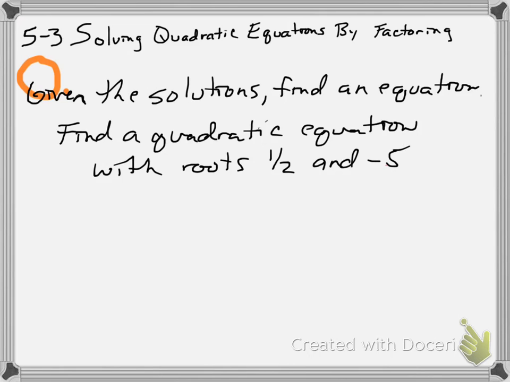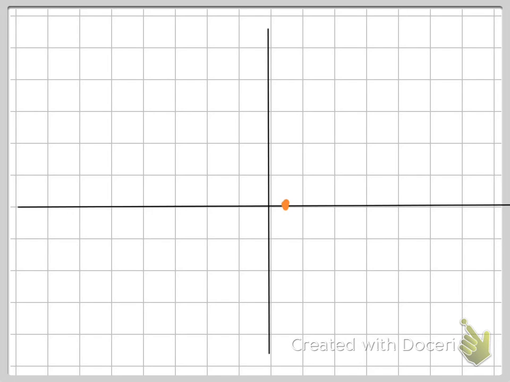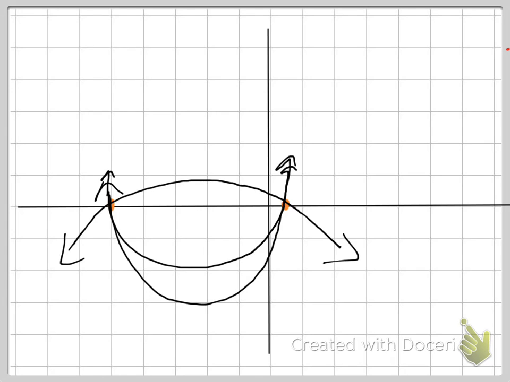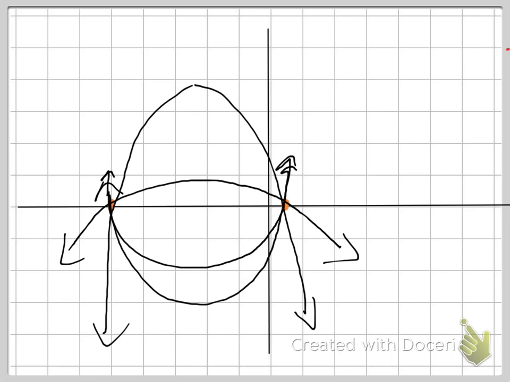Kind of going backwards. To relate it to 5.2, let me show you a picture. Okay, so we have roots 1/2 and 5. How many parabolas go through 1/2 and 5? Well, there's one. Is that the only one? No. There's millions of parabolas that go through 1/2 and 5. I just want you to find one of them. The equation for one of them. Okay?